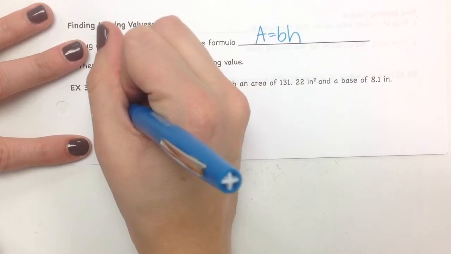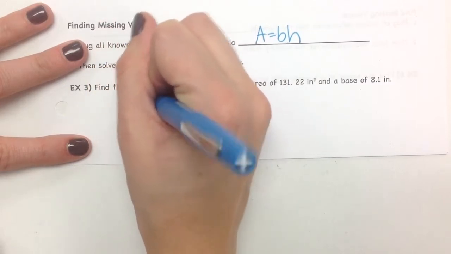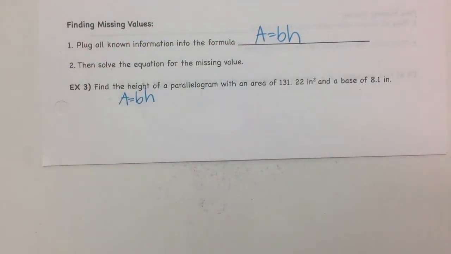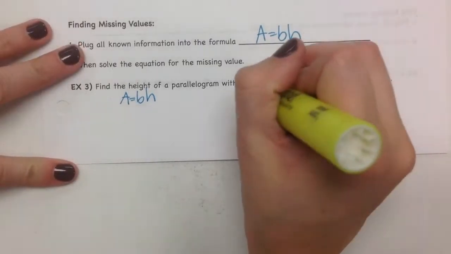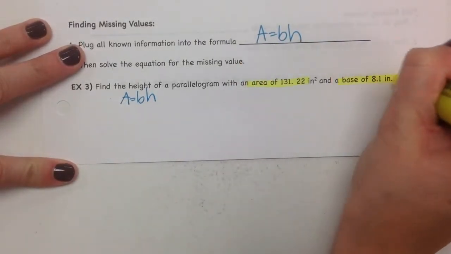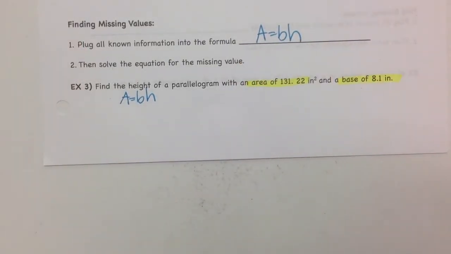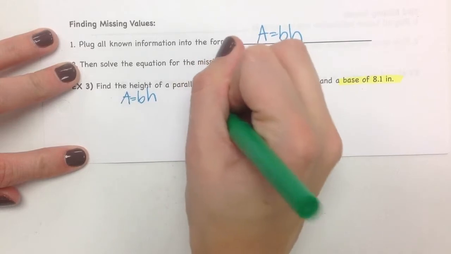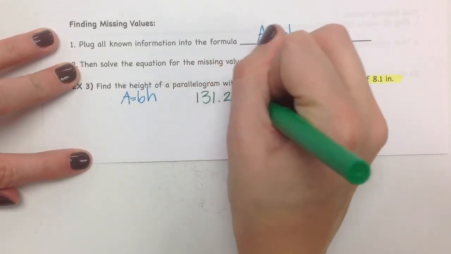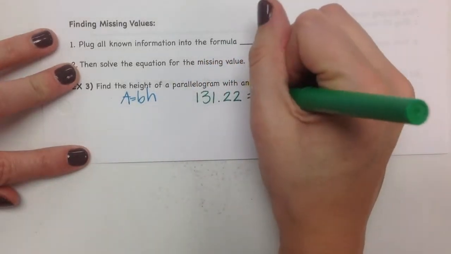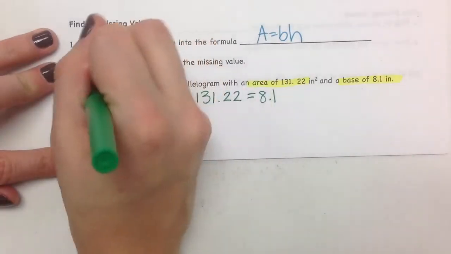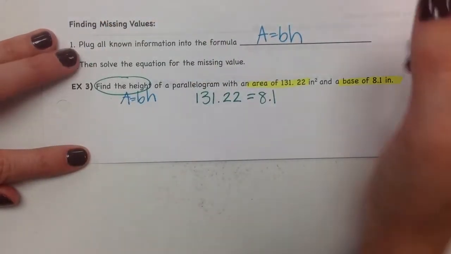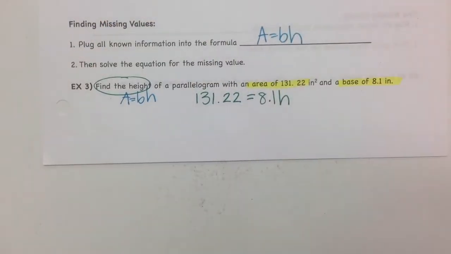So we're plugging into this formula, area equals base times height. Well, the information that's given to me, I'm given the area and I'm given the base. So I'm going to plug that into my equation. Got my area of 131 22/100 equals my base of 8.1, and we are solving for the height. So that's my unknown.